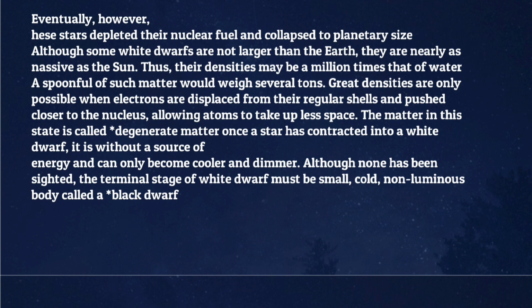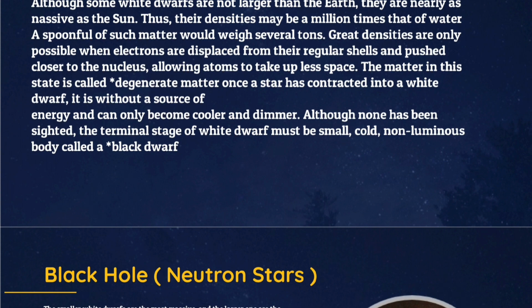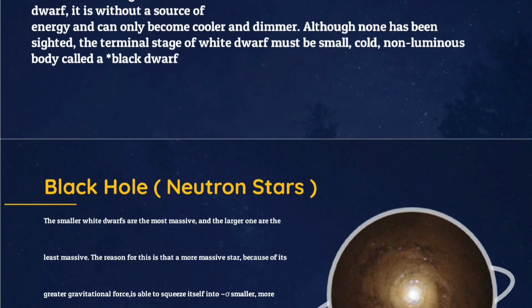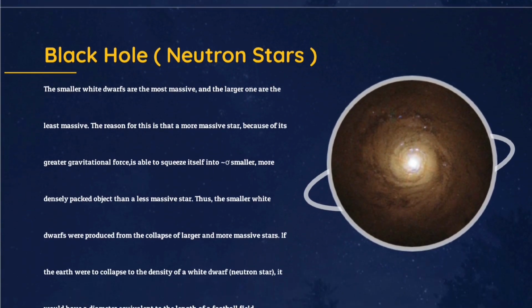Once a star has contracted into a white dwarf, it is without a source of energy and can only become cooler and dimmer. Although none has been sighted, the terminal stage of a white dwarf must be a small, cold, non-luminous body called a black dwarf. The smaller white dwarfs are the most massive and the larger ones are the least massive.